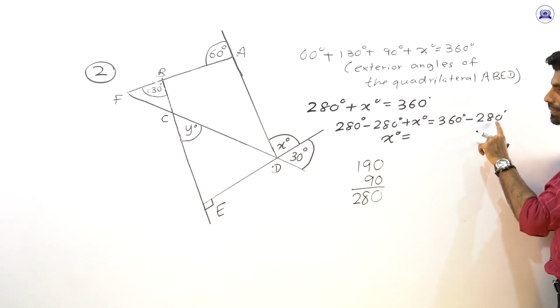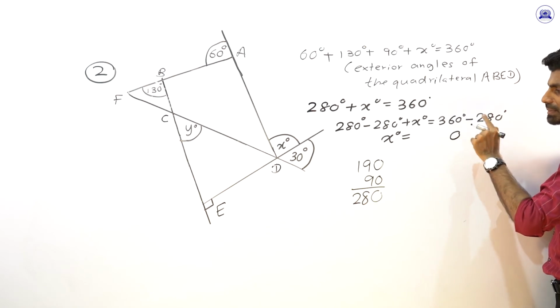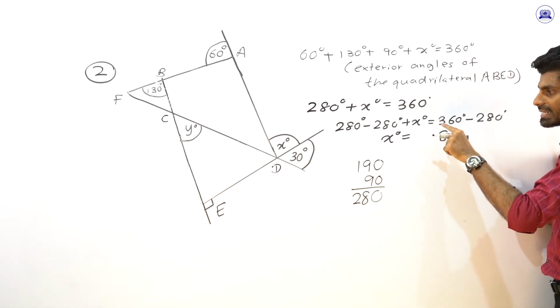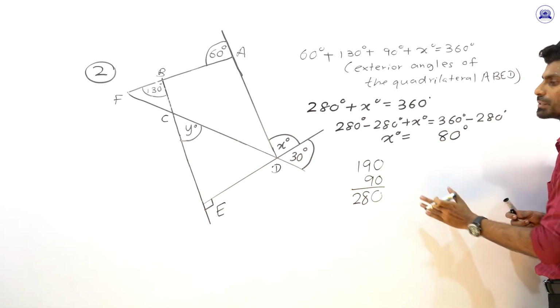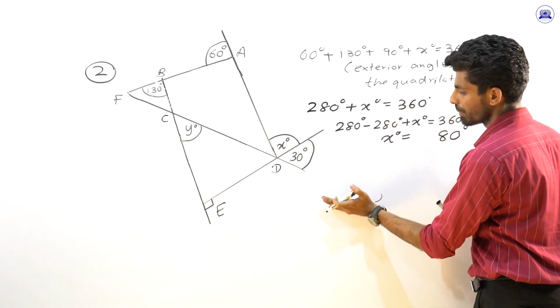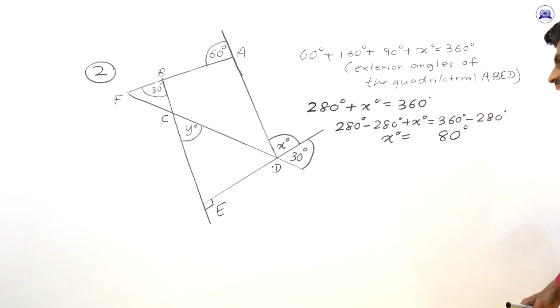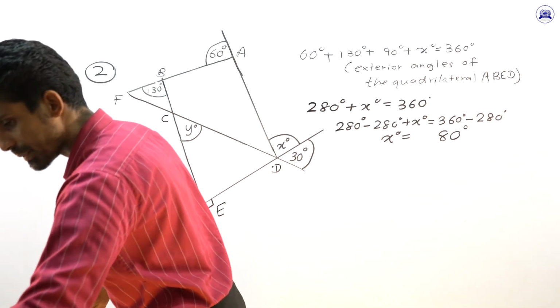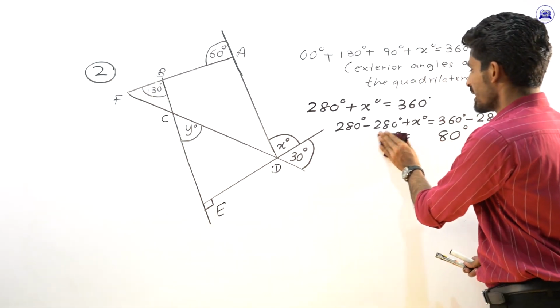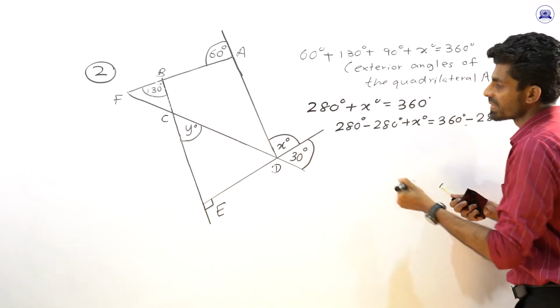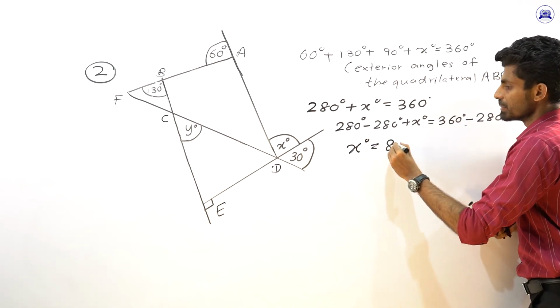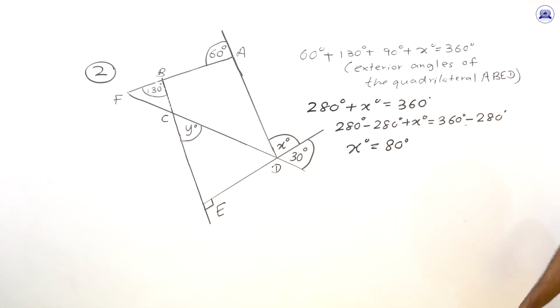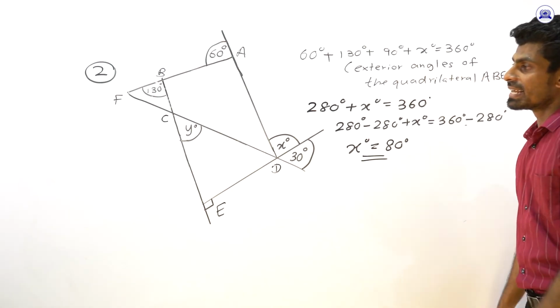360 minus 280. 16 minus 8 is 8, then 2 minus 2 is 0, so this is the answer: x equals 80. What is the answer? x equals 80. Let me write down the answer: x equals 80.